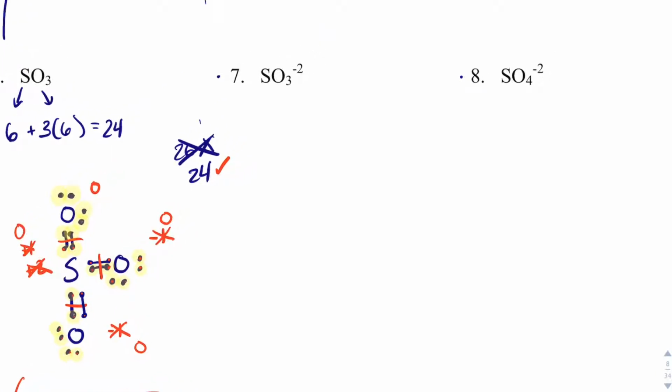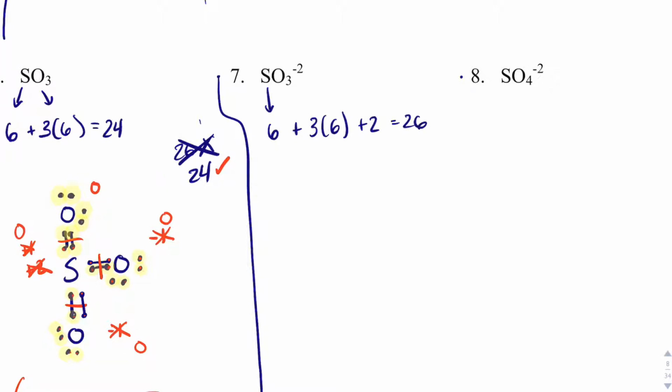Let's see how this works with SO3. It's going to take some practice to get used to, and then you should be rolling. The valence count in SO3 is 6 plus 3 times 6, and then plus 2 at the end, and when you do that, you get 26. I'll put sulfur as my central element, bond my oxygens around, 1, 2, 3, 4, 5, 6.